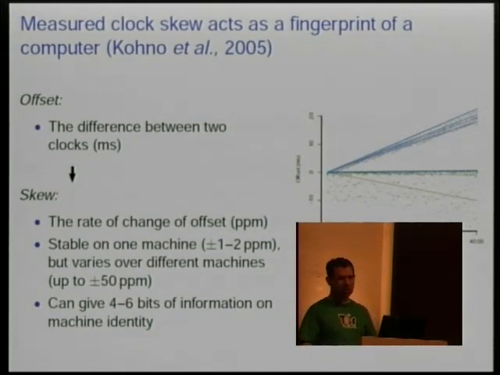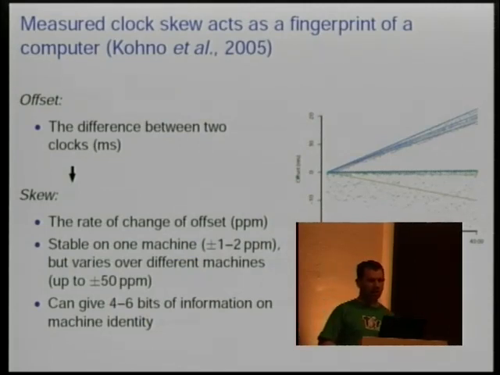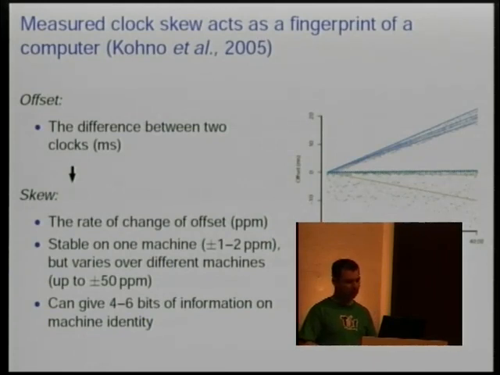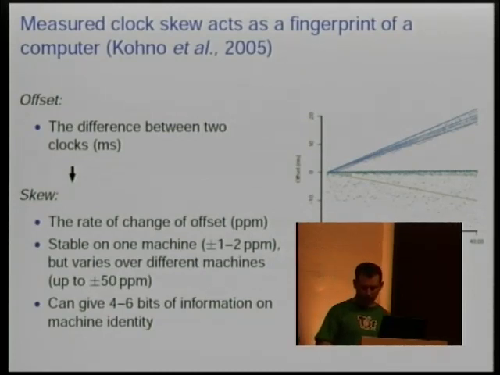But if my watch has an offset of 1 minute today and 2 minutes tomorrow, then there's clock skew. There's 1 minute per day. This is when the speed of the clock is wrong rather than just the phase of it. This is commonly measured in parts per million. As an example, 1 part per million corresponds to 1 minute every 2 years.